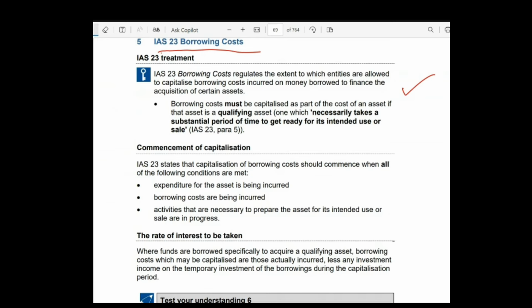How does the commencement of capitalization take place? IAS 23 states that capitalization of borrowing costs should commence when all the following conditions are met. These three conditions: expenditure on the asset is being incurred, borrowing costs are being incurred, and activities necessary to prepare the asset for its intended use or sale are in progress. When the equipment or business activity is ready to move on, at that stage it will be recognized. It is not like it is on the way or under construction, so you cannot charge it over there.